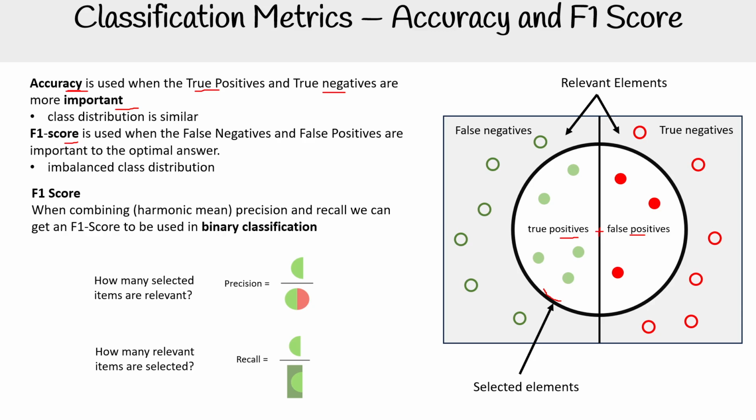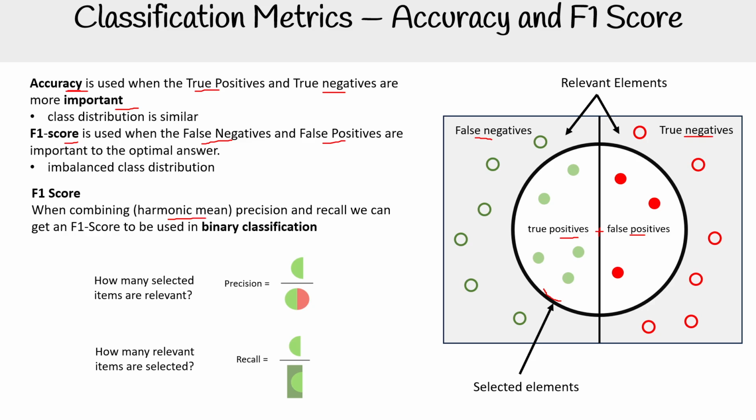So F1 score is used when false negatives and false positives are more important to the answer, where you have imbalanced class distributions. And so the idea is that it's on the outside of our selection, and it's these false negatives and true negatives. So when combining precision and recall, which is called a harmonic mean, we can get an F1 score to be used in binary classification.